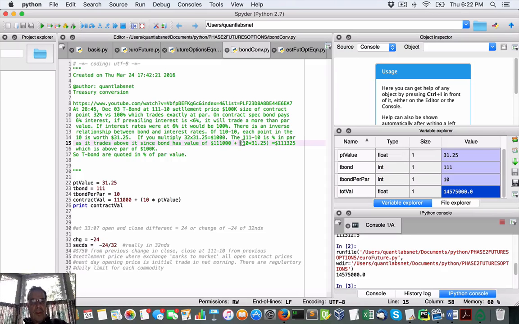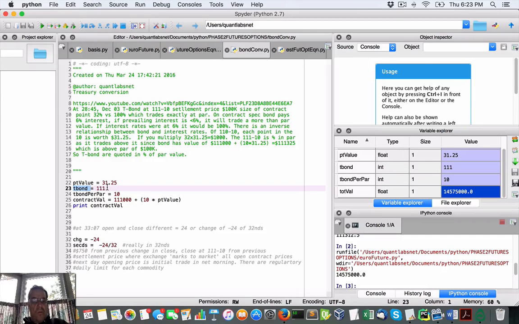111,000 plus the 10, right? So if we are at 111, the par is at 100,000, so it's really 111,000 plus this 10 times 31.25, which brings us the value of the bond to be 111,312.50. So in essence, the point value is 31.25.